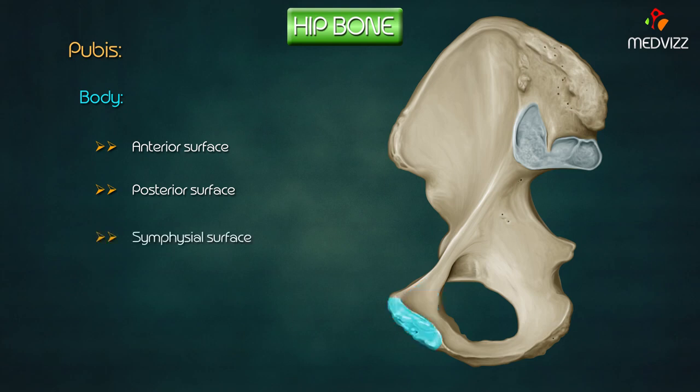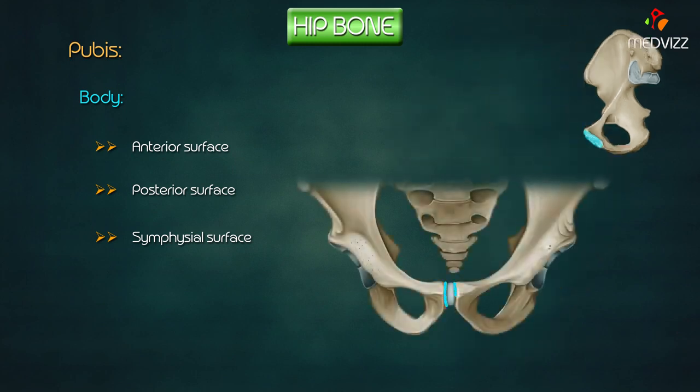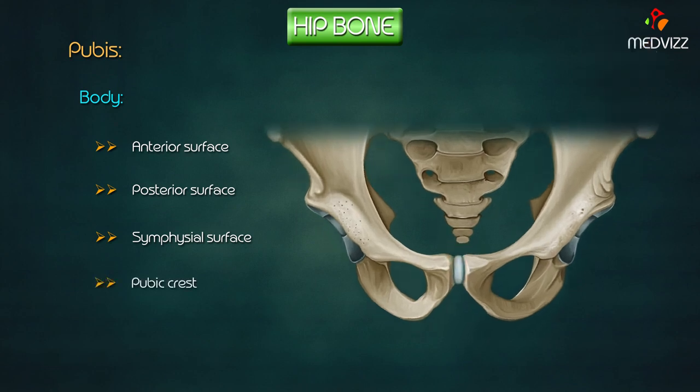Symphysial surface is rough and oval. It articulates with the symphysial surface of the opposite pubis to form a secondary cartilaginous joint. It is covered by hyaline cartilage. Pubic crest is the blunt upper border of the pubis. Pubic tubercle is a rounded projection at the lateral end of the pubic crest. It is crossed by the spermatic cord in males or round ligament of the uterus in females.